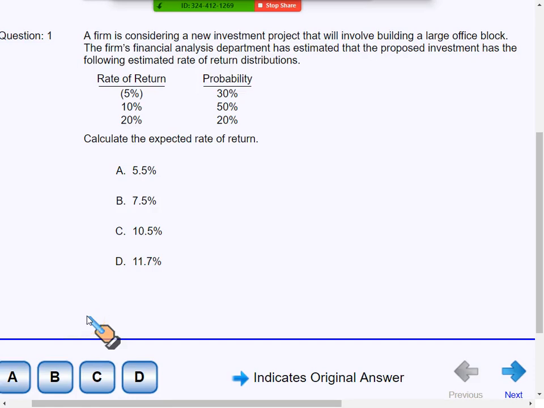Okay, portfolio management is the topic and we have 36 questions on the agenda. Question number 1. A firm is considering a new investment project that will involve building a large office block.